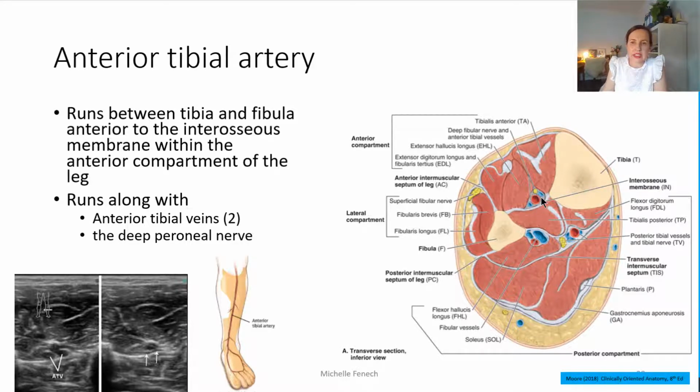Here we can see it sitting alongside the anterior tibial veins, and the veins in the leg are all paired. So we always see one artery and two veins, and then there's a little yellow structure, which is a nerve, our deep peroneal nerve. So sonographically, we see an artery and two veins. We can check that those are veins because we push the probe down and apply probe pressure, and the veins compress. Then we can see it sitting anterior to this interosseous membrane here. So we've got tibia and fibula here, and this sits anteriorly between the tibia and fibula.